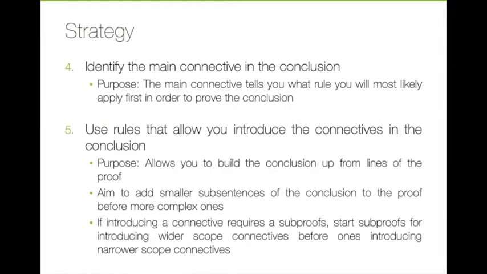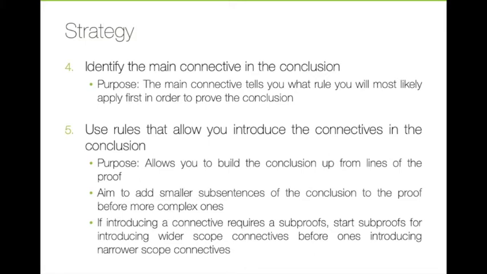Once you've done everything you can with non-subproof rules, look to your conclusion to guide your next steps. So instead of thinking, what additional rules can I apply to the premises? Instead, look to your conclusion. Identify the main connective in your conclusion. That will tell you what rule you'll most likely apply first in your steps along the way to proving that conclusion. Then, use rules that allow you to introduce the connectives in the conclusion. So if the main connective of your conclusion is a biconditional, you're going to have to use the biconditional introduction subproofs, starting pretty early on in your proof.